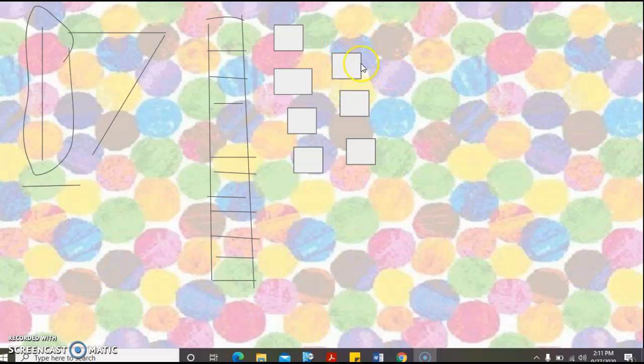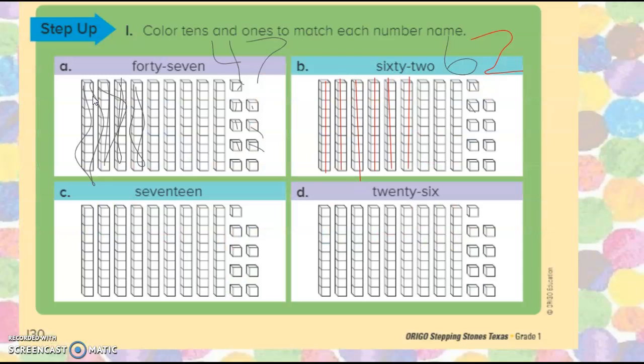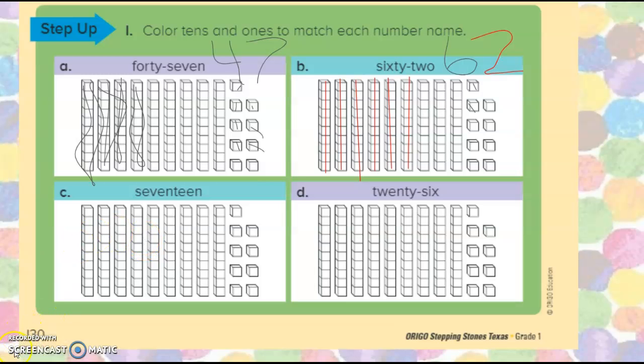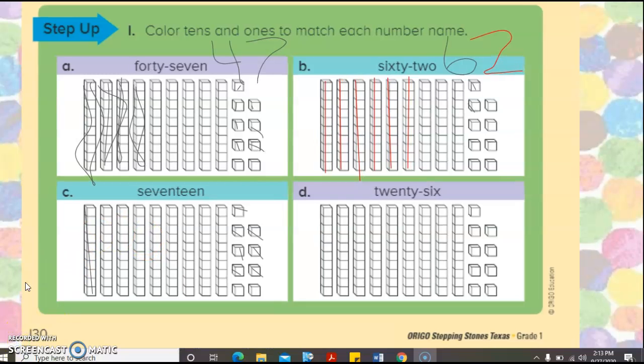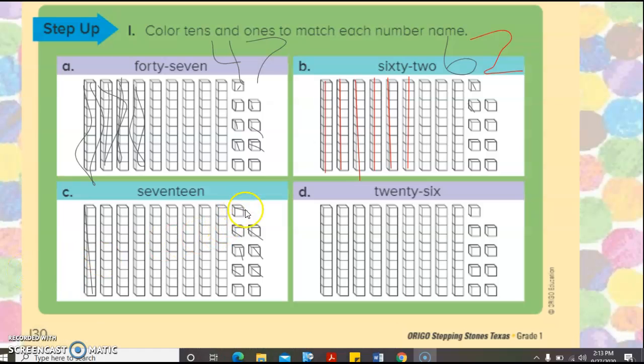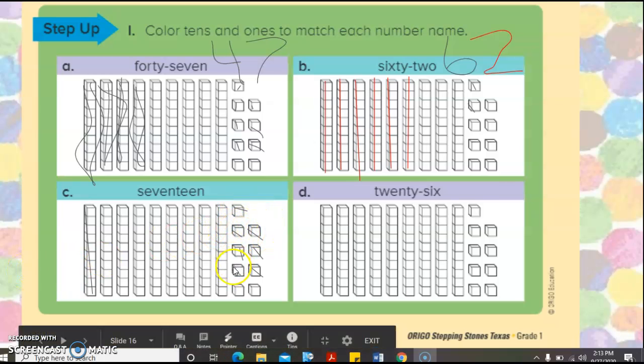I have 1, 2, 3, 4, 5, 6, and 7. So this is how we represent 17. So let's think on our letter C right here. Let's think of how we're going to color that in. So in the book, this is what the example looks like for letter C. 17, we colored in 1 rod and 7 units.